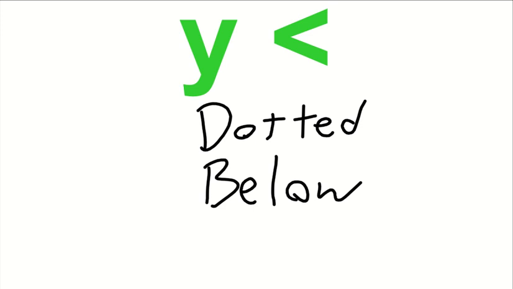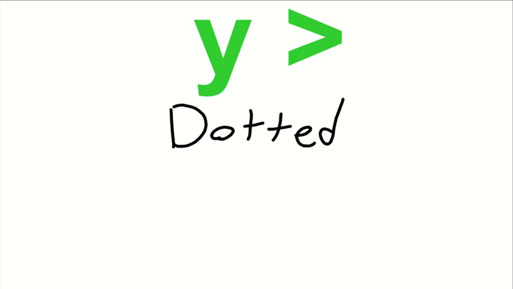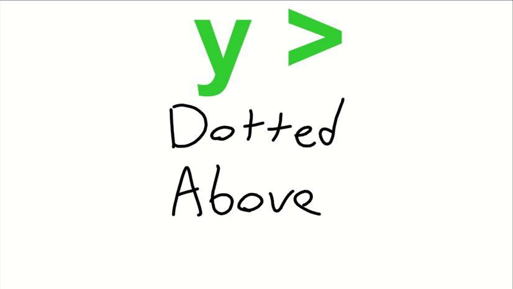Everybody got it? All right, so next one. What type of line we got? Dotted. So we have a dotted line again. How do we know it's a dotted line? There's no line underneath the inequality symbol. Which one are we shading, above or below? Above. This one's going to be shaded above. If our inequality sign is open to the Y or chomping the Y, that means we're going to be shading above.